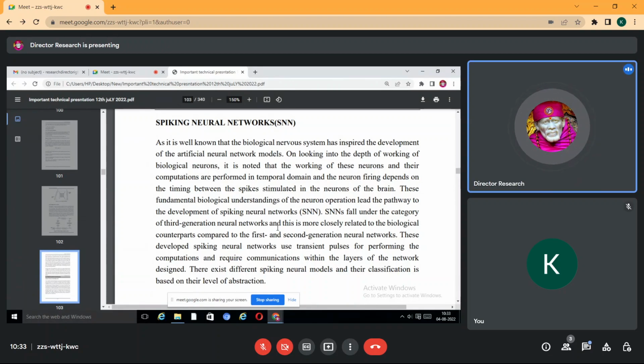These developed spiking neural networks use transient pulses for performing the computations and require communications within the layers of the network design. There exist different spiking neural models, and their classification is based on the level of abstraction.